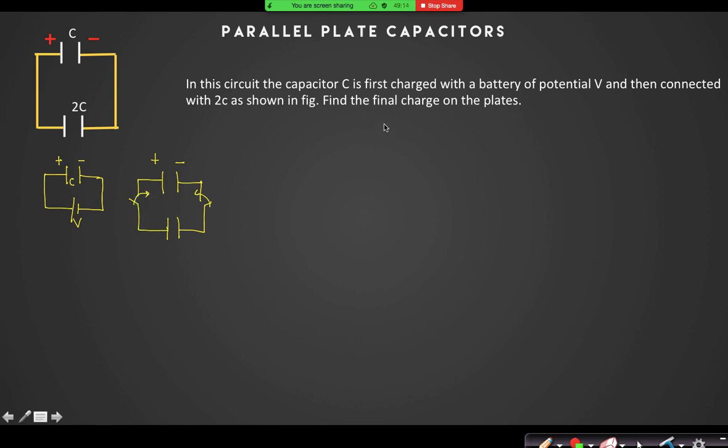Now I have to find what the charges on the plates are. What will be the charge on capacitor C and what will be the charge on capacitor 2C? Right? How do I do that now?